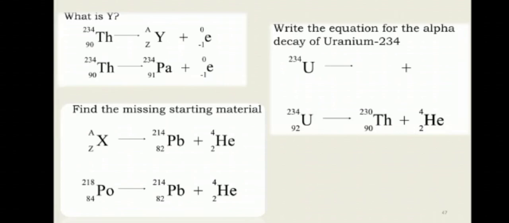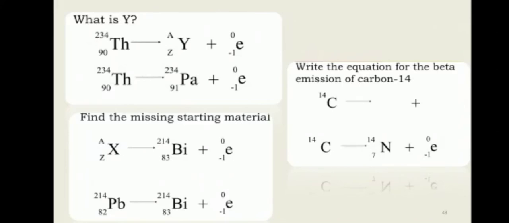And the third question is: write the equation for alpha decay of uranium 234. We know that the atomic number of uranium is 92, and hence when it undergoes an alpha decay, it changes to thorium. These are some more examples. Here the first question is, again, you have to find Y, and it is given that it is an alpha decay.